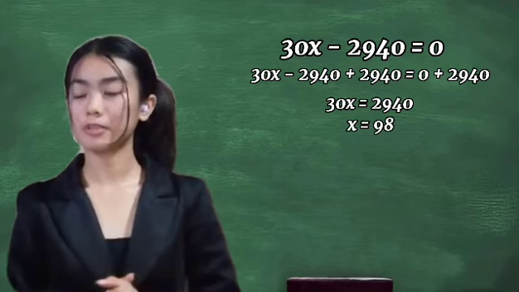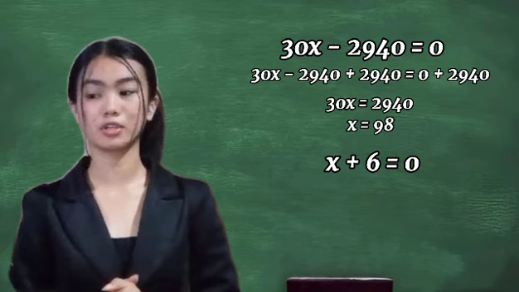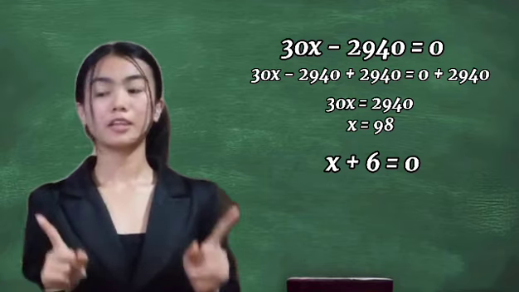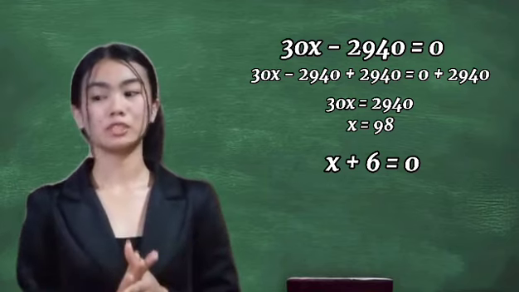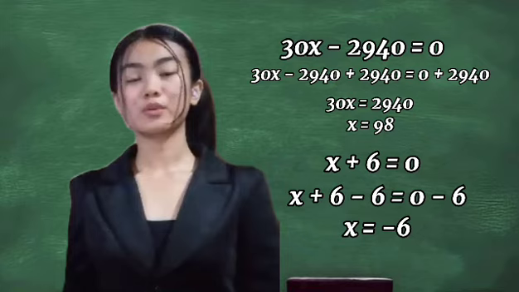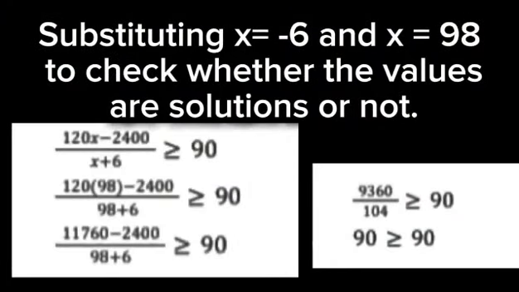And for the denominator, x plus 6 equals 0, using again the additive inverse property of equation, x plus 6 minus 6 is equal to 0 minus 6. The answer will be x equals negative 6. Substituting x is equal to negative 6 and x is equal to 98 to check whether the values are solutions or not.